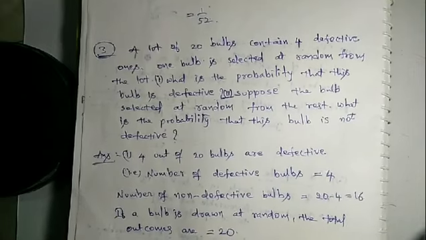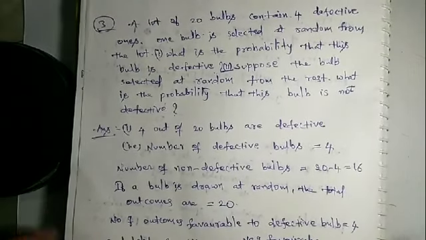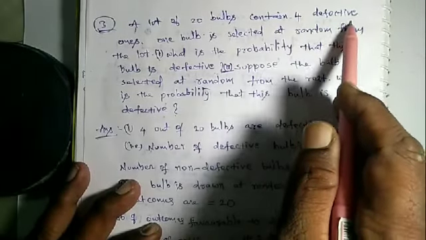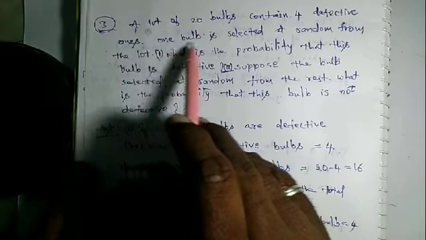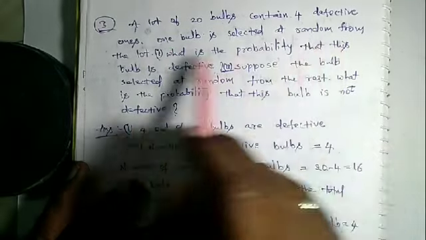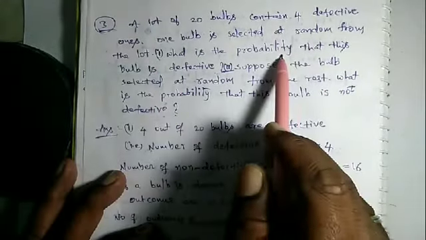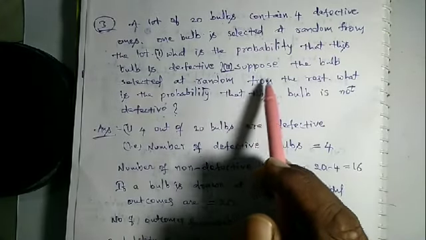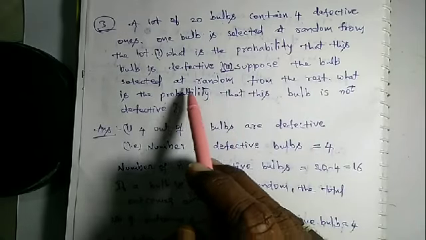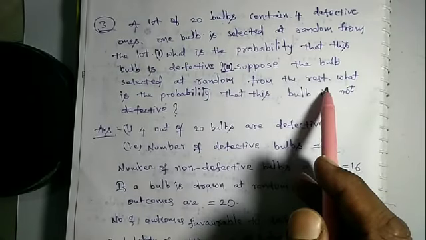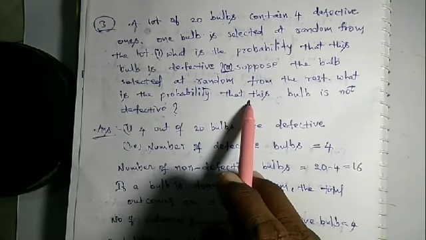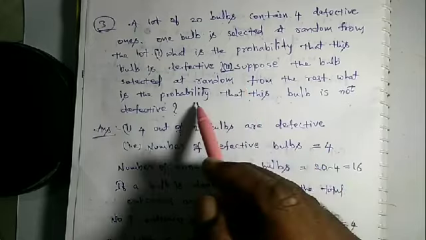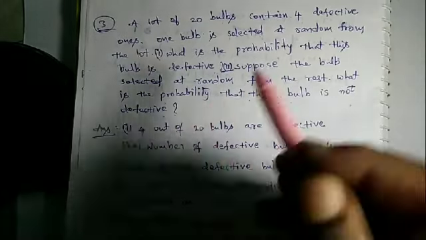Now observe the third problem. A lot of 20 bulbs contain 4 defective ones. One bulb is selected at random from the lot. What is the probability that this bulb is defective? Second one, suppose the bulb selected at random from the rest. What is the probability that this bulb is not defective? There are two problems he is asking in the third problem.